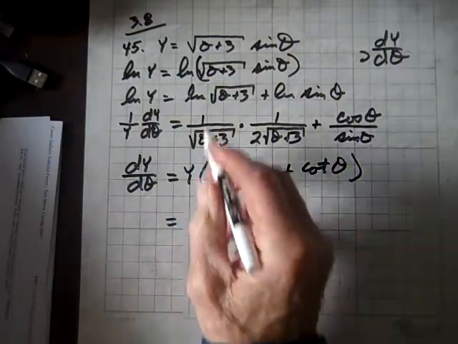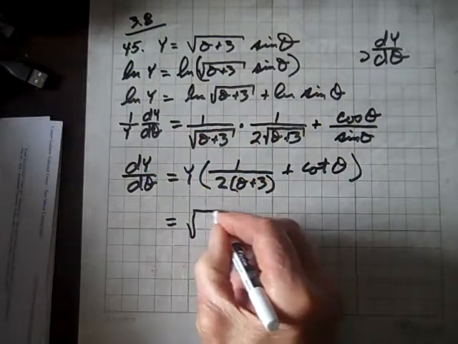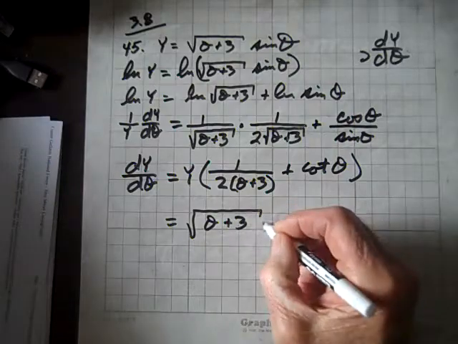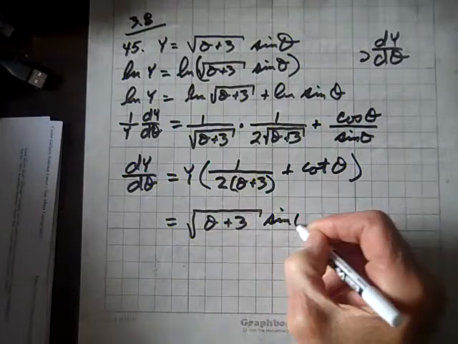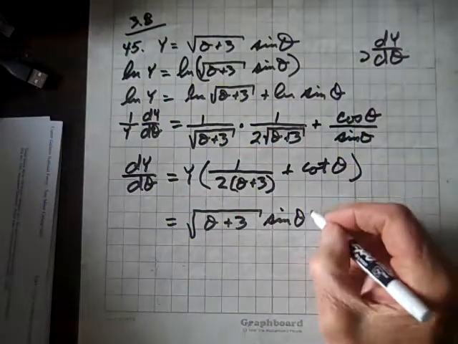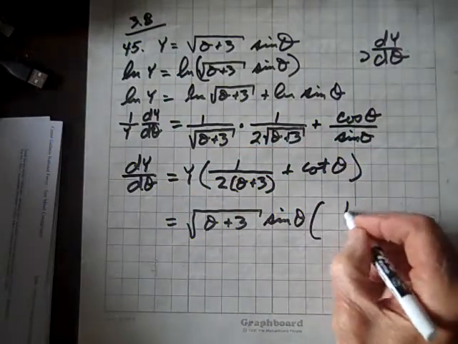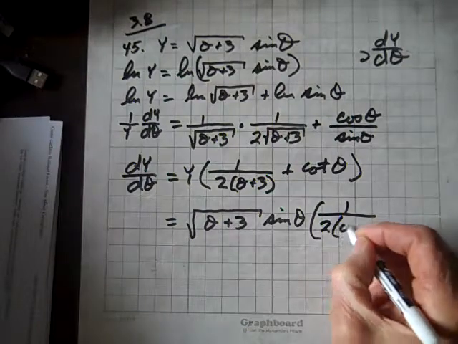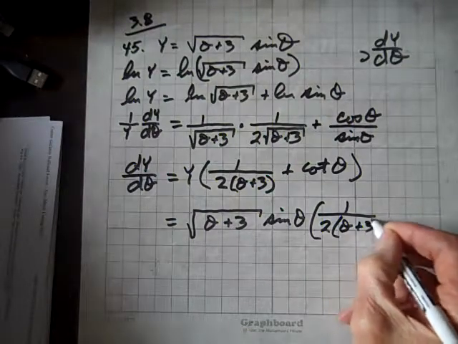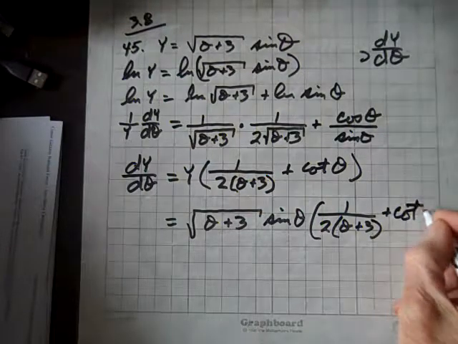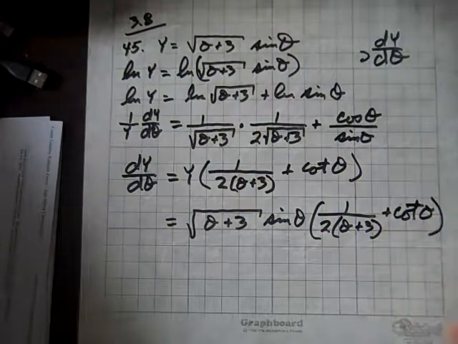And finally, y equals root of theta plus 3 sine of theta. So we're substituting this for y here, times 1 over 2 times theta plus 3 plus cotangent of theta. And hey, we're done.